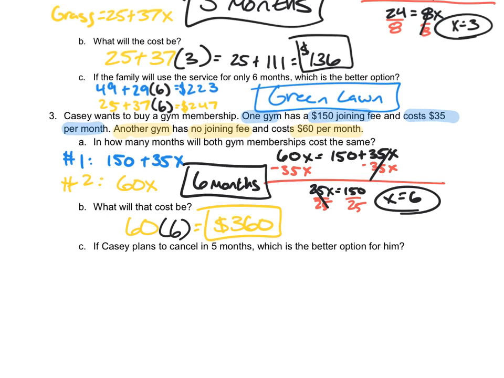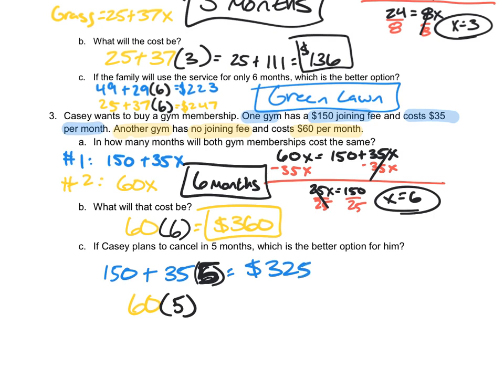Now, the next thing says, if Casey plans to cancel in 5 months, which option is better? Well, you're going to have 150 plus 35 times 5, and then 60 times 5. If you do 35 times 5, that's 175, right? Plus 150 is 325. So you get the blue, option 1, to be 325. And if you were to do the yellow, you would be at 300. Well, the better option is option 2, so gym number 2, because you would save $25.